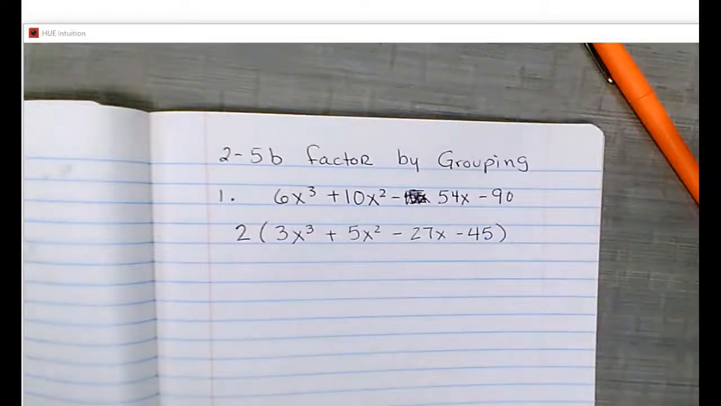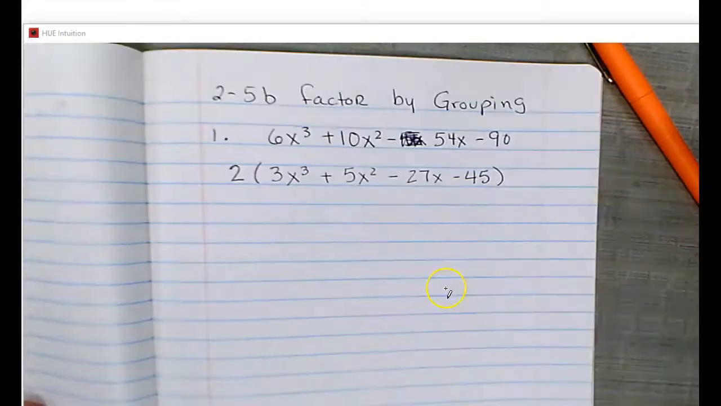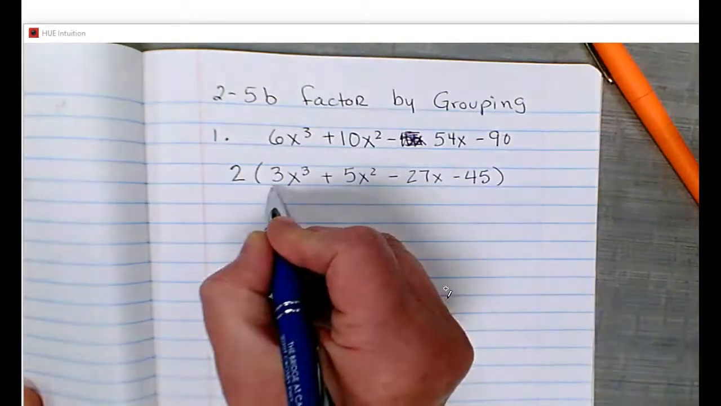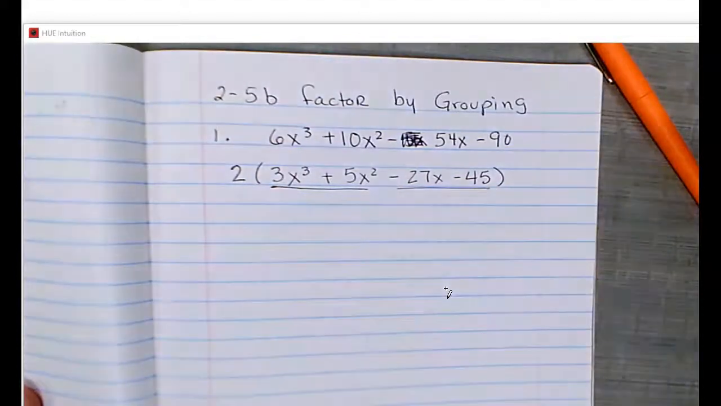This was the most often missed problem from the assignment that I think is due today. And so let's look at it. This is factor by grouping. Always, always, always you look for GCF first. So you write down the problem and you factor out the GCF. Once you have the GCF factored out, then you break it into two groups of two.